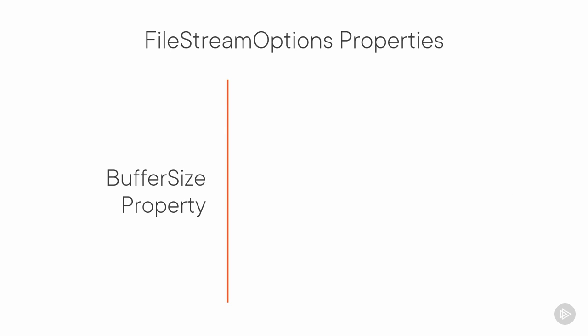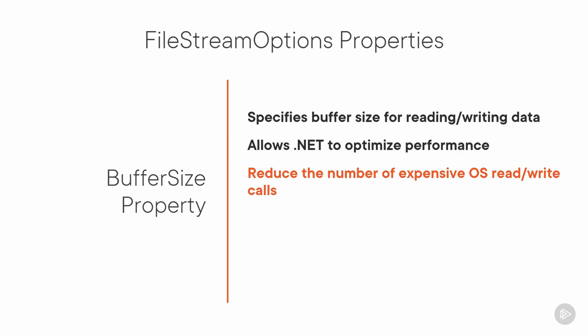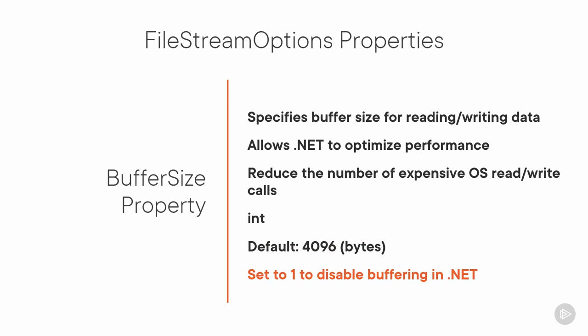Finally, we have the BufferSize property. This allows you to specify the size of the buffer that .NET uses for reading and writing data to the operating system and disk. This setting allows .NET to optimize performance, because by using a buffer, .NET can reduce the number of expensive operating system read and write calls. This property is of type int, and it defaults to 4096 bytes. If for some reason you want to disable this buffering in .NET, you can set this value to 1.